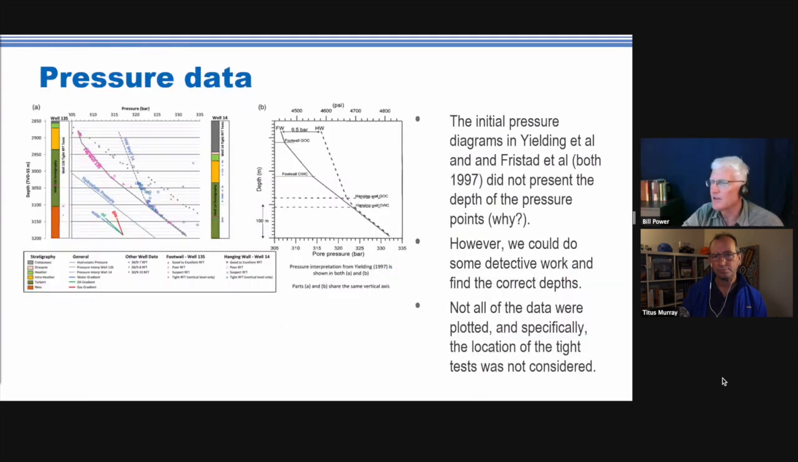I'll just flick ahead to the pressure data first. On the right, part B is the diagram from Yielding et al. It also appears in Fristat et al., both in 1997. And they didn't actually present a depth along the vertical axis there, so those are my own plots. That's shown on the far left, part A of the diagram.